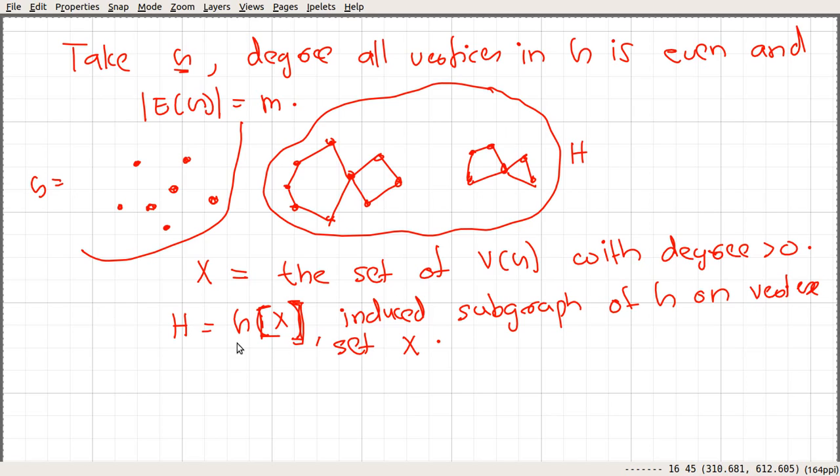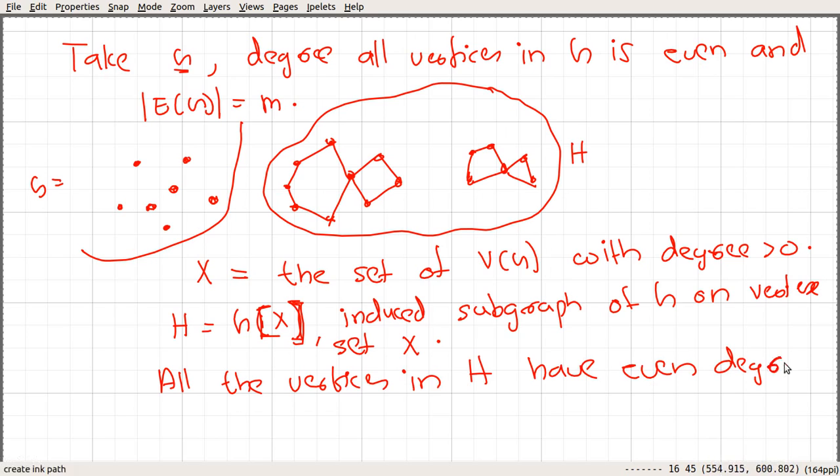Okay, and here again we can see that all the vertices in H have even degree. Okay, so that's how we took this graph G. All the vertices in G are even, and we removed the vertices that have degree 0. Okay, and what still remains will have even degree. So all the vertices in H have even degree.